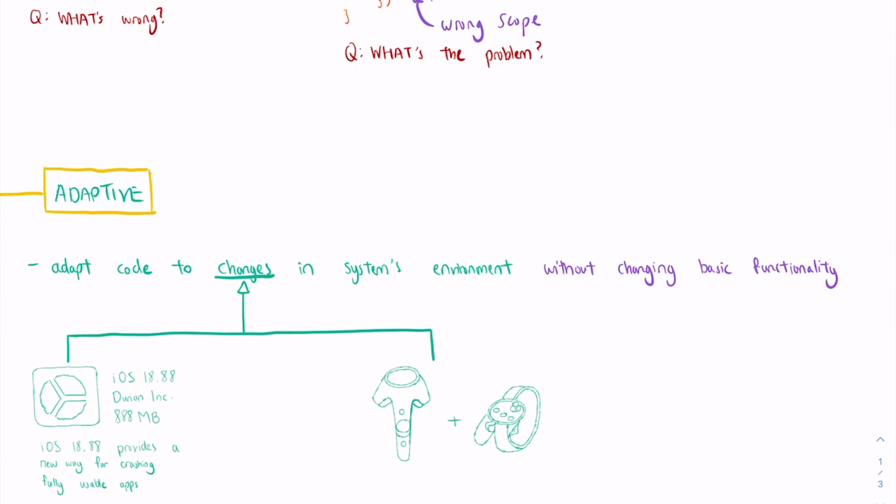So for the examples here, one of the things I wrote over here is that you are trying to maintain the code without changing basic functionality, because here we're in the maintenance phase. At least for this type of maintenance, we are not trying to change functionality or anything. It's just that we want to maintain the same functionality to work when our environment changes.